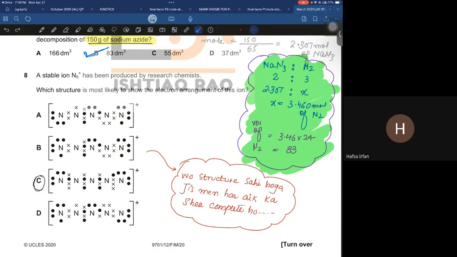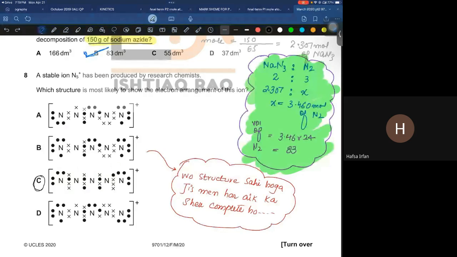Okay. Now 1, 2, 3, 4, 5, 6, 7, 8. This nitrogen is happy. Let's check this one. 1, 2, 3, 4, 5, 6, 7, 8. Happy. Then again 1 to 8, happy. Then again 1 to 8, happy. Then 1 to 8 for this one. So option C is correct because here we see the complete outer electrons.